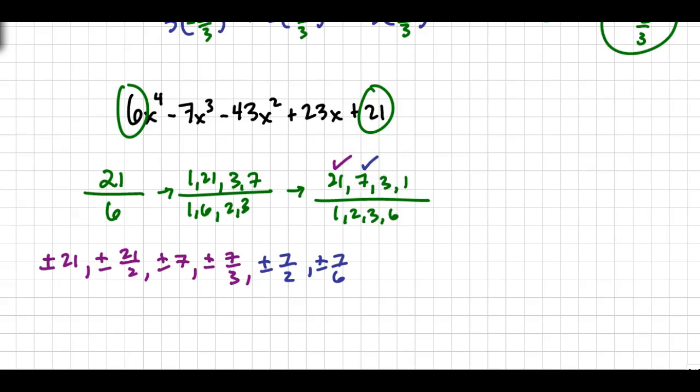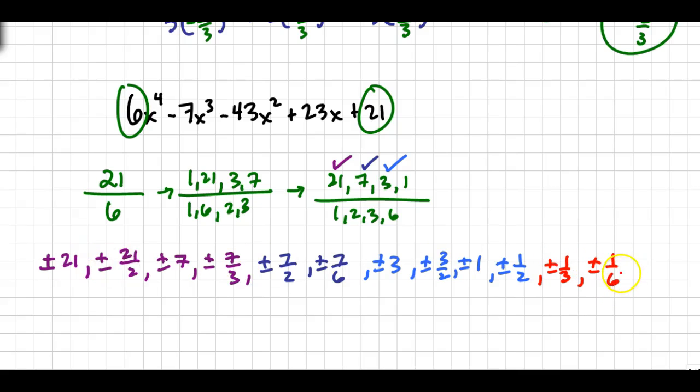7 is finished. Now I'm going to do 3 with 1, which is just 3. 3 over 2, which I don't have yet. 3 over 3, which is a 1. 3 divided by 3 is 1, so I'm going to put that down. And 3 over 6, which is a half. So the 3 is finished. And now let's do the 1. 1 with 1 I already have. 1 with 2 I already have. 1 with 3 I don't have yet, so let's put that one down. And then 1 with 6.